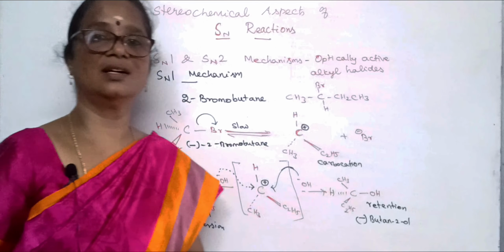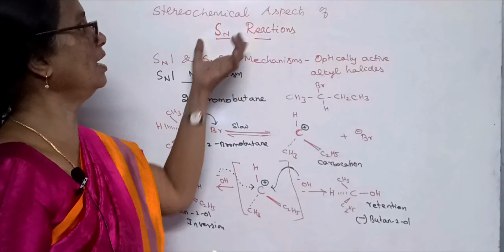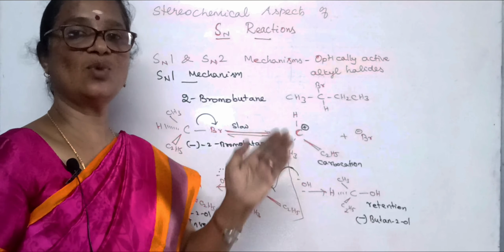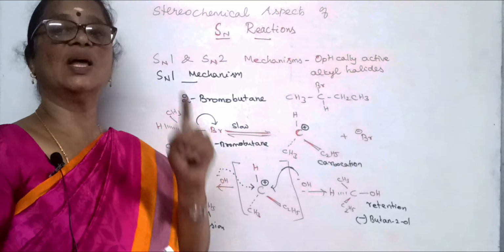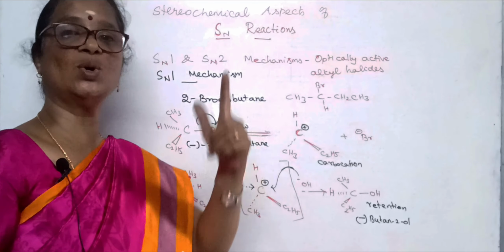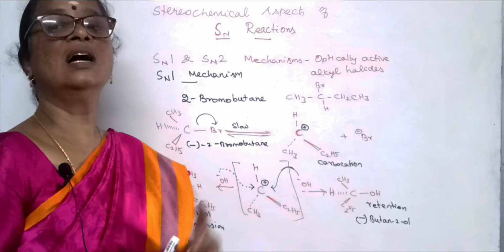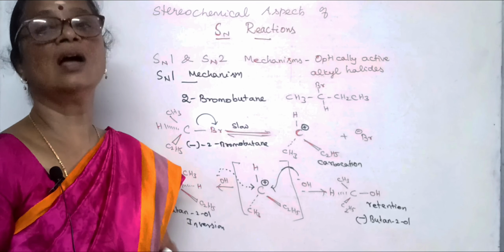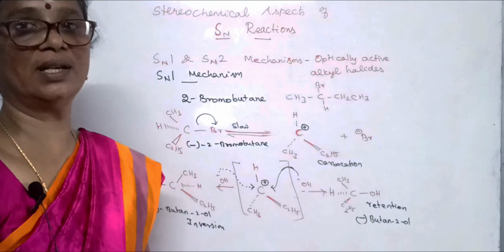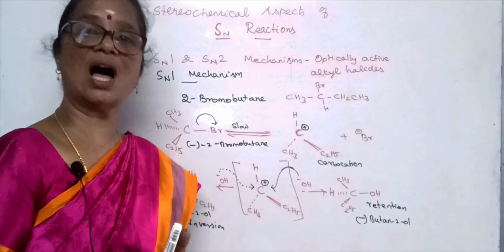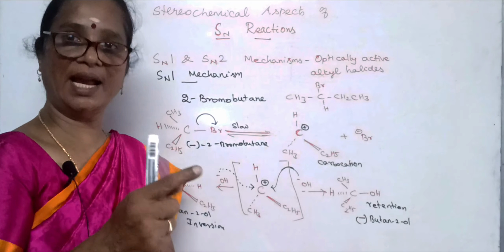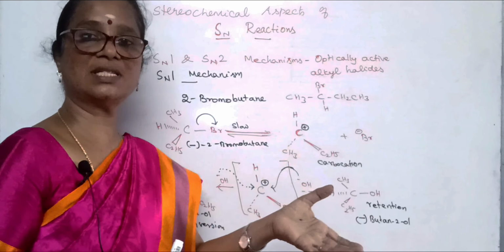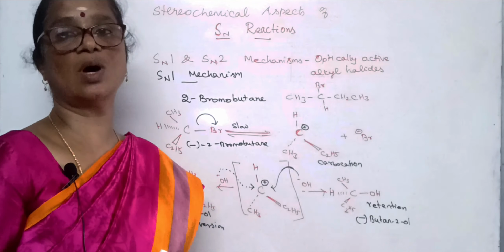We have to appreciate the beauty of the stereochemical aspect of SN reactions. We discussed SN1 and SN2, where primary alkyl halides are ready to undergo SN2 reaction and tertiary alkyl halides are ready to undergo SN1 reaction, depending on the solvent. And for SN2 we said the reaction has to take place in a polar aprotic solvent, and for SN1 we discussed that the reaction has to take place in a polar protic solvent.